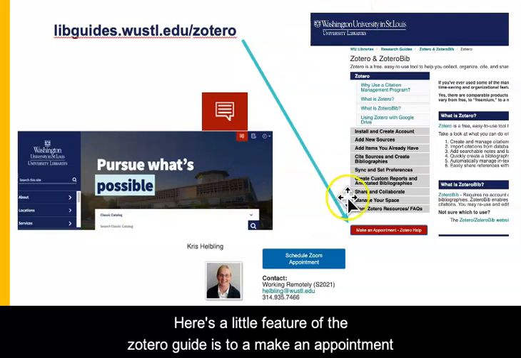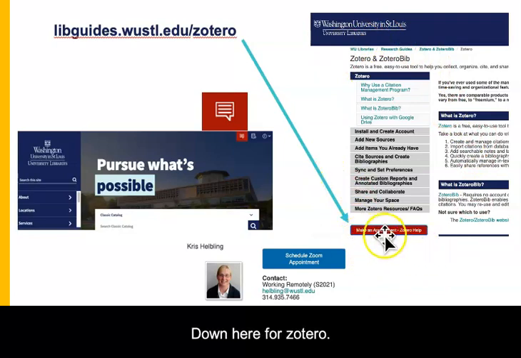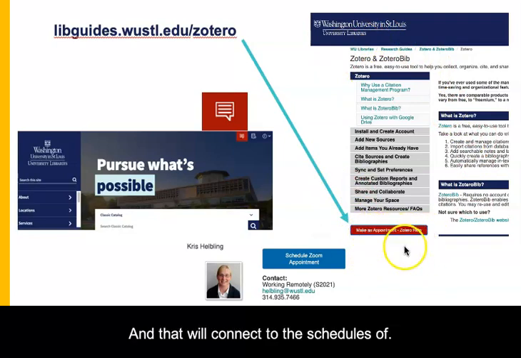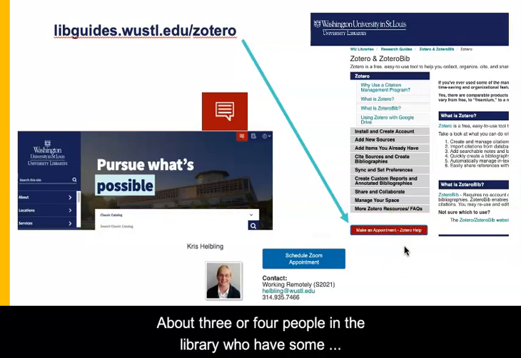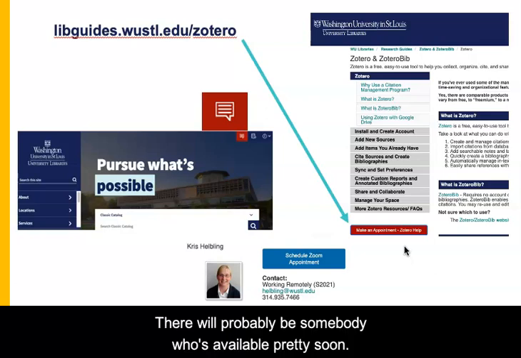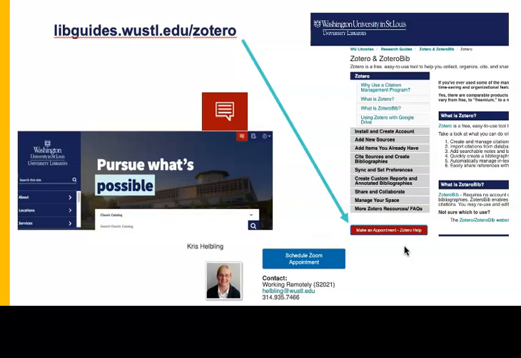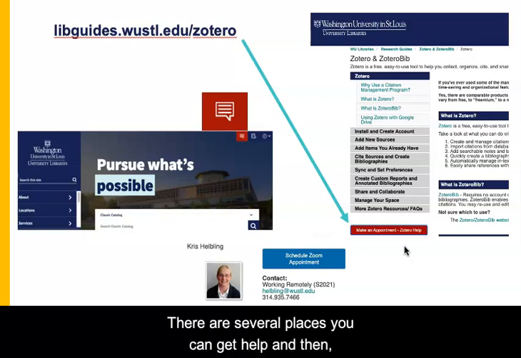Here's a little illustration of part of the Zotero guide. And one feature it has is there's a make an appointment down here for Zotero help. And that will connect to the schedules of about 3 or 4 people in the library who have some facility with Zotero, and they'd be happy to help you. And since there are 3 or 4 people, you're looking at 3 or 4 people's calendars, so there will probably be somebody who's available pretty soon. So there are several places you can get help.